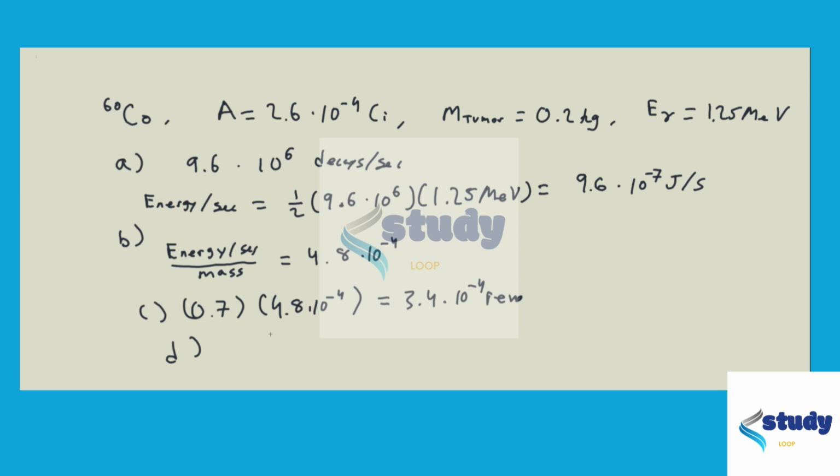Lastly, we're asked what exposure time is required for an equivalent dose of 200 rem. So if we want a dose of 200, and we have effectively 3.4 times 10 to the minus 4 rem per second, we simply divide the two, and find that it would take about 6.9 days to receive this dose. And those are our answers.